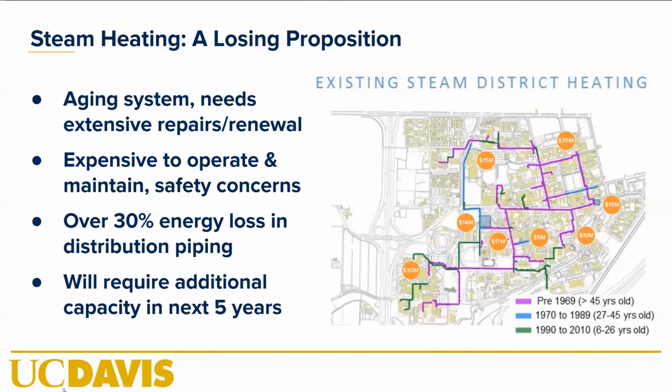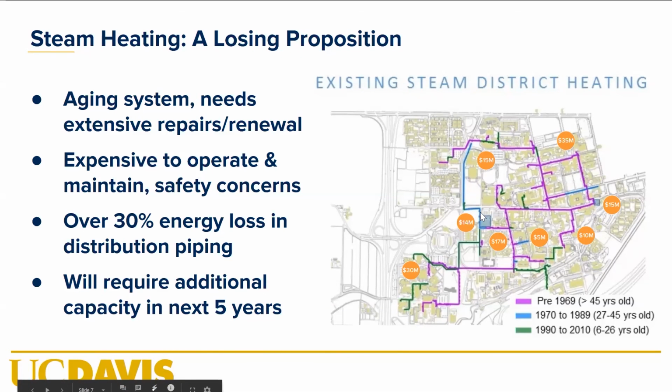The reason is, to make this steam at these temperatures that you need to make this system work, it has to burn natural gas. And so that ties you to a large carbon footprint. It's also a very old system. You can see the purple pipe in this diagram is old. It's now over 50 years old, and there's a lot of sections that need to be replaced.